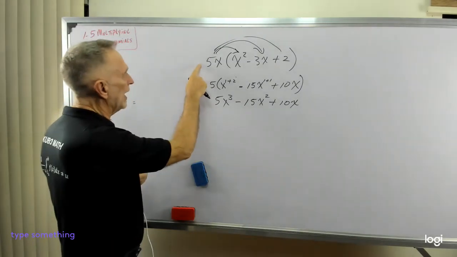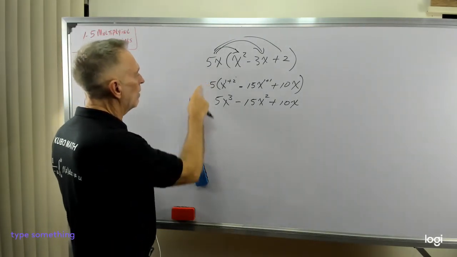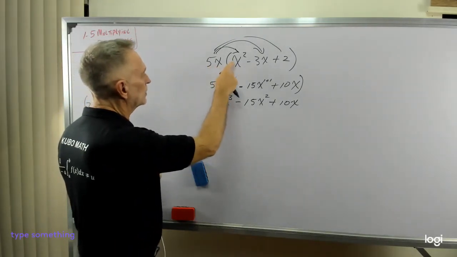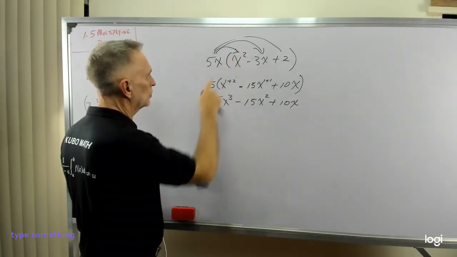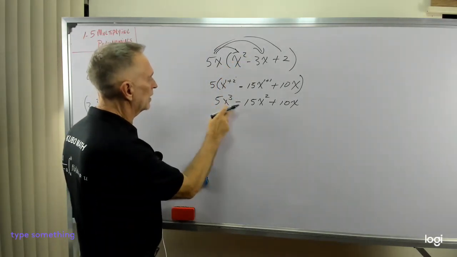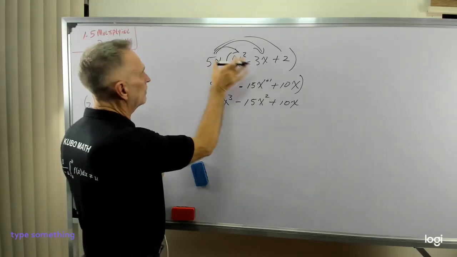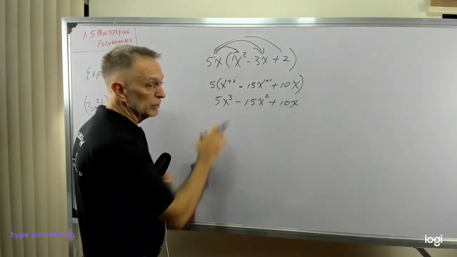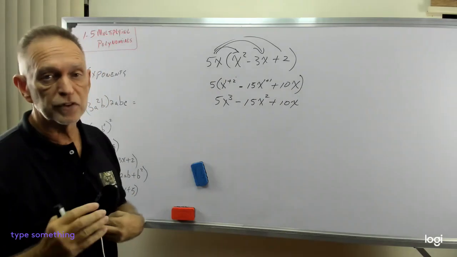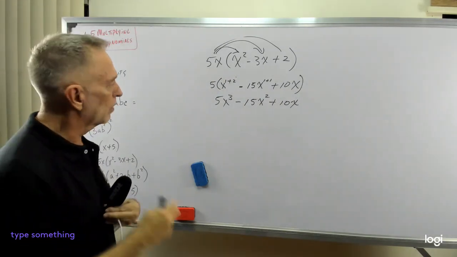If this were negative 5x, now I would have negative 5x times x to the second power, which would give me negative 5x cubed. Negative times negative would be a positive. So you have to be mindful of the signs of what you're multiplying.